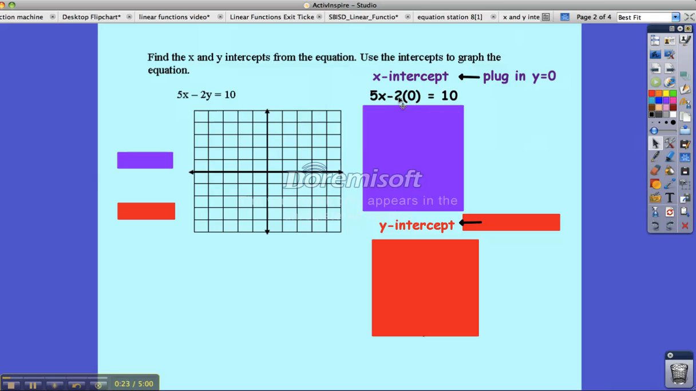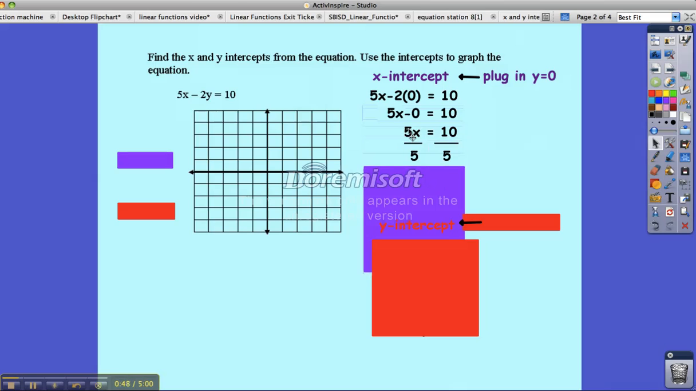Well, PEMDAS says to do multiplying here, so 2 times 0 would be 0. So now I have 5x minus 0 equals 10. Well, 5x take away nothing is still 5x, obviously. So when I get to this point, I can say just 5x equals 10. And then if I want to solve my equation to isolate my variable to get x by itself, I'm going to do what? Perfect, divide by 5.